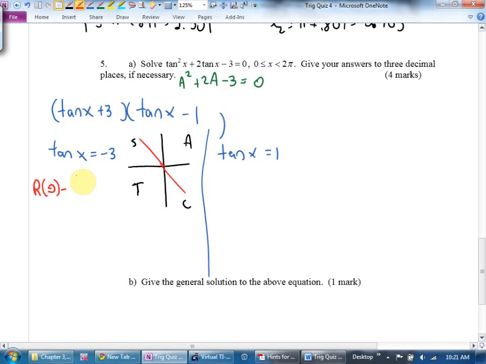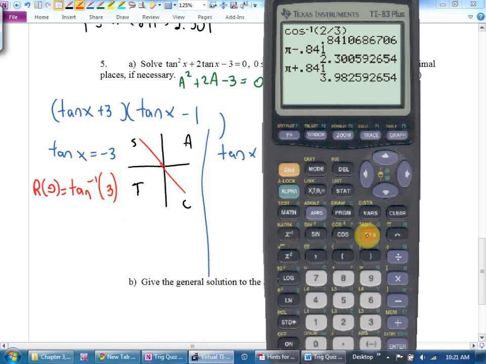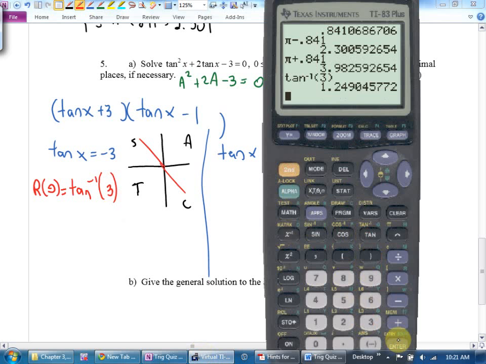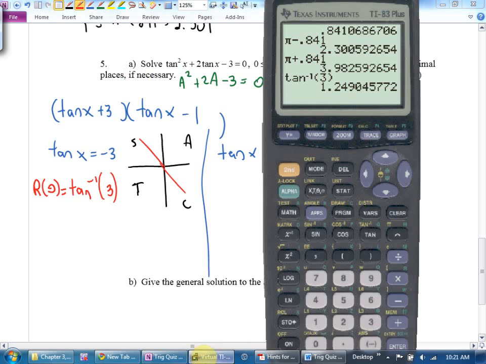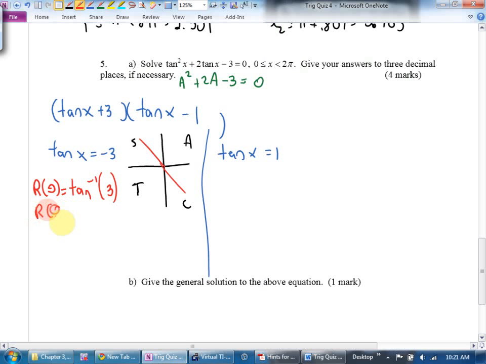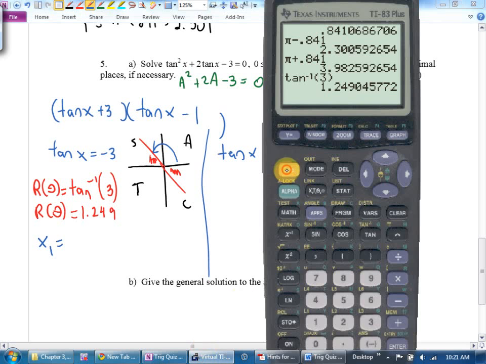So I'm going to have to use my calculator. The reference angle is going to be the inverse tangent of 3. Inverse tan of 3. How many decimal places? 3. Okay, fair enough. 1.249. So let's see. I'm going to have my first x value. By the way, that means that this angle is 1.249 and this angle is 1.249. So my first x value, how will I calculate that? Pi minus 1.249. 1.893.